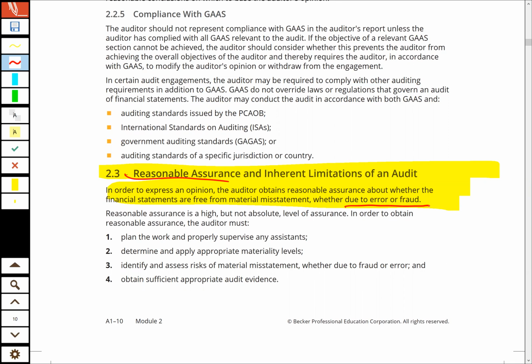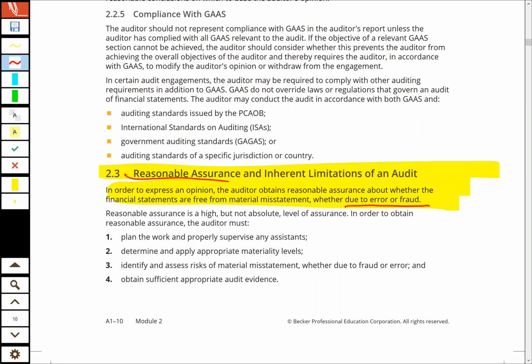Why do we limit it to reasonable assurance? Two major factors. One, we don't do 100% testing. So we have to rely on samples, and there's always a chance that the results of a sample would be different than if we had looked at the entire population. Any science has to deal with that. So there's always potential that we would not detect a misstatement for that reason.